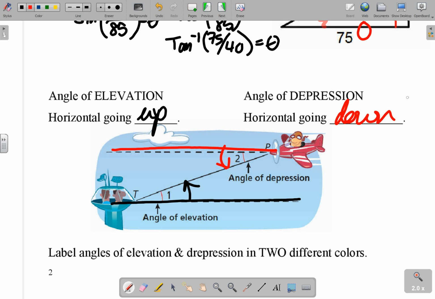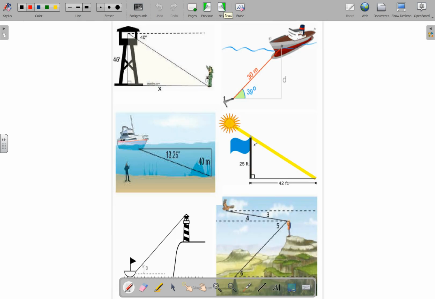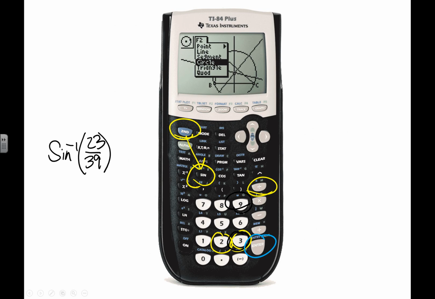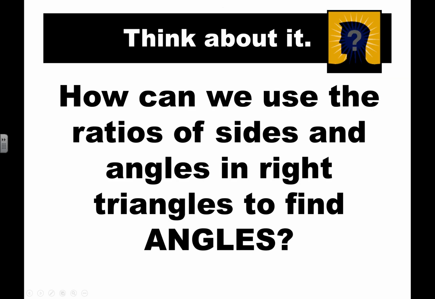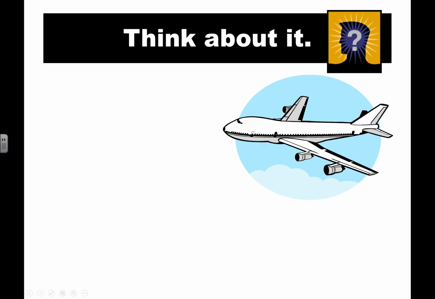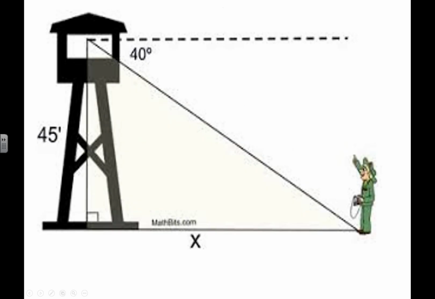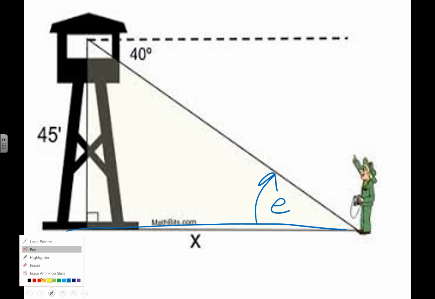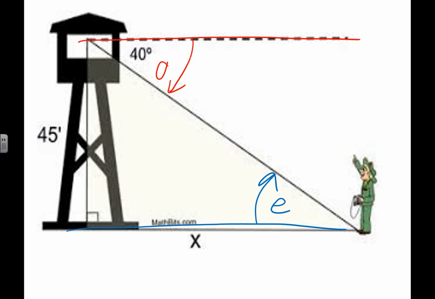As you take a look at these next images on this page, you want to find the angle of depression and elevation. I'm going to pause 10 seconds each. You label on your paper, then I'll show you the answer. Find the angle of elevation and depression. For this one, it's right here. That is the angle of elevation. Horizontal going up, angle of depression, horizontal going down.